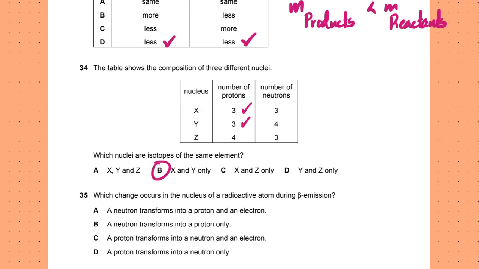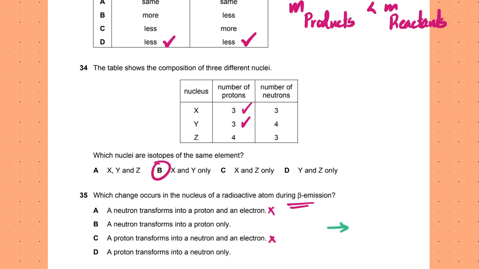Next, which change occurs in the nucleus of a radioactive atom during beta emission? So again, it's a neutron-proton transformation. It has nothing to do with an electron. Again, I've forgotten what it actually was, so I'll work it out again. It's also going to refresh your memory.